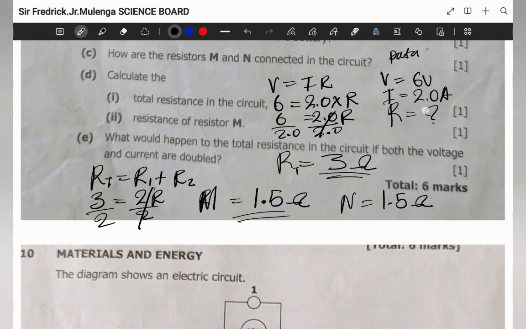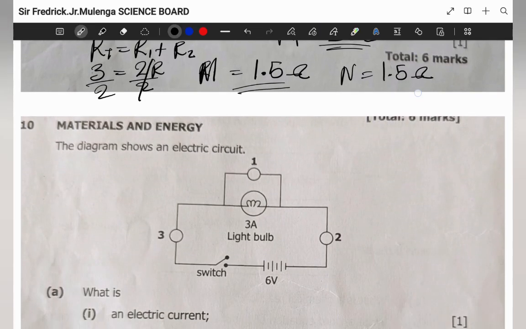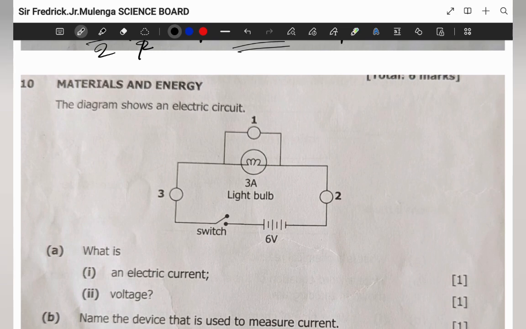All right, then let's move on to the next question. Let's also practice here. What is an electric current? What you are required to do is just define what current is. This is the flow of charge through a conducting wire. Simple as that.